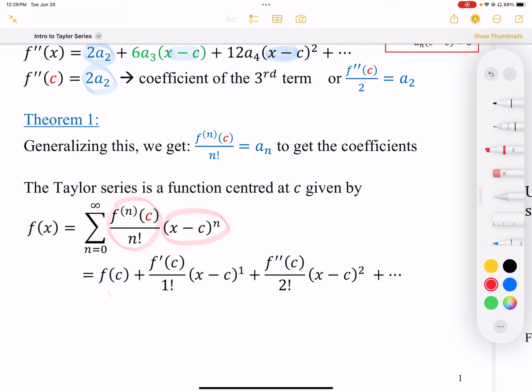At 0, we're going to just have f of c evaluated at the center c. Here we have the next term. That's the degree 1, which is going to use the first derivative. The degree 2 is going to use the second derivative. Degree 3, the third derivative, and so on and so on. And we can do this infinitely because this is an infinite series.